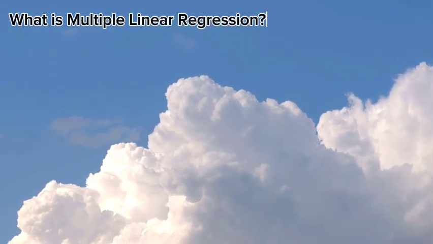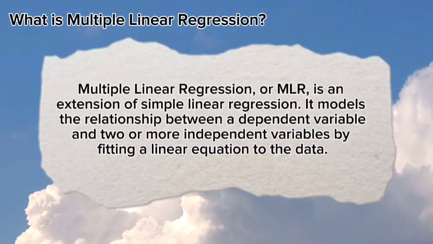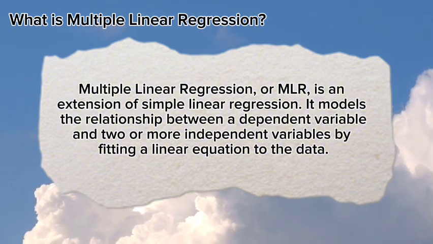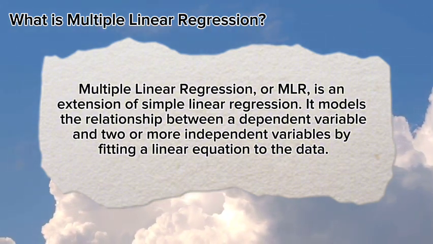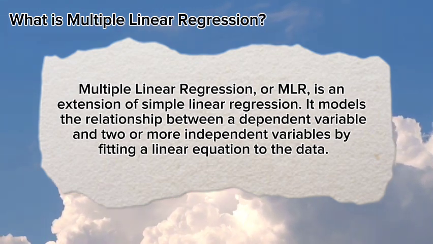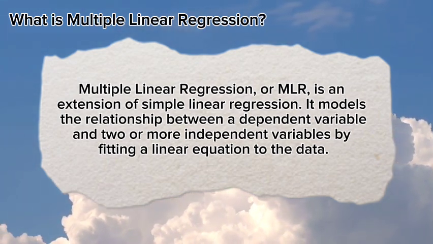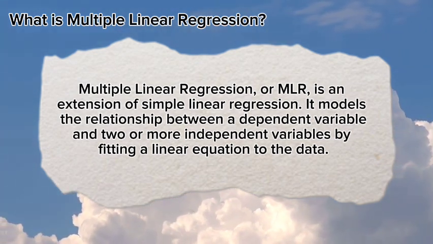What is multiple linear regression? Multiple linear regression, or MLR, is an extension of simple linear regression. It models the relationship between a dependent variable and two or more independent variables by fitting a linear equation to the data.